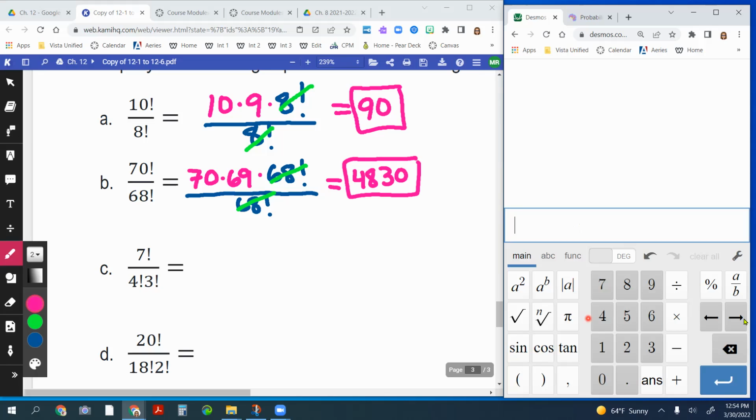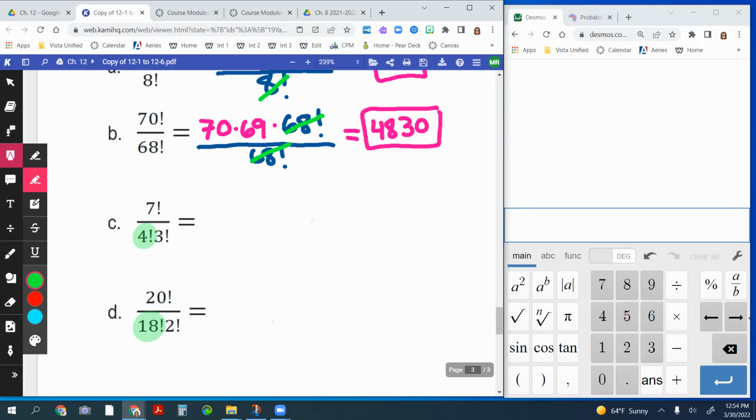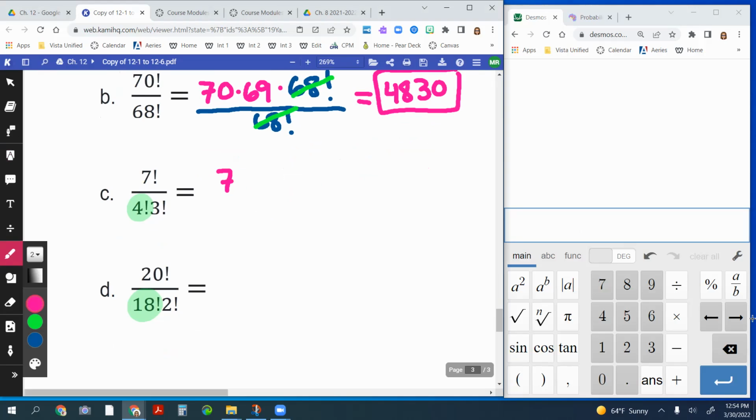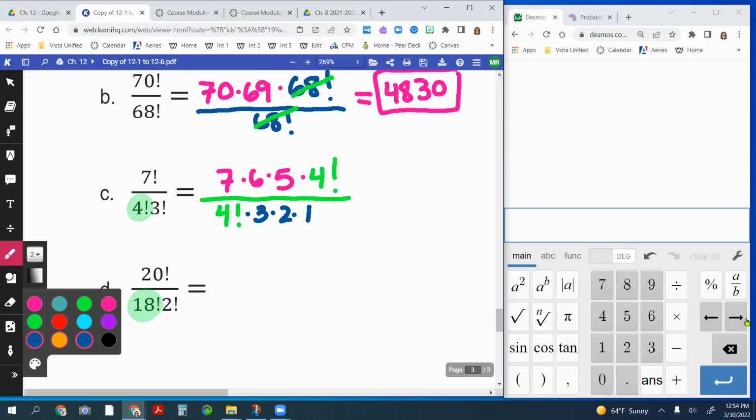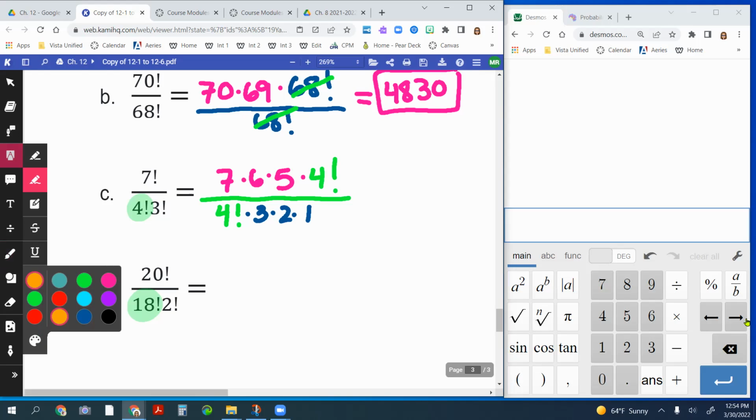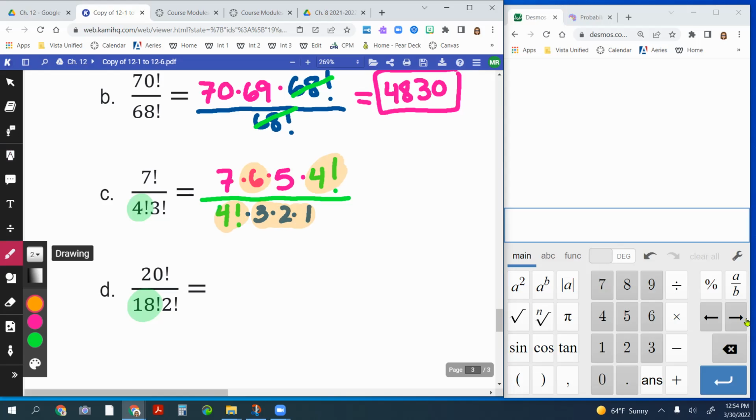Okay. Now, what I would recommend doing on this is I would take the 7 factorial down to the biggest and the 20 factorial down to the biggest. So for this one, I'm going to go 7 times 6 times 5 times 4 factorial over 4 factorial. And then my 3 factorial is going to be 3 times 2 times 1. I'm going to write that out. Then I'm going to cancel some things. So let me do it with a highlighter. Okay. So my 4 factorial and 4 factorial would be gone. My 3, 2, 1 is a 6. So that's all gone. And so my final answer is going to be 35.